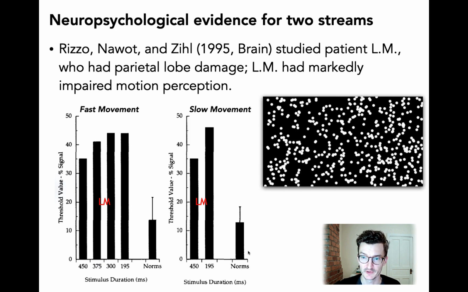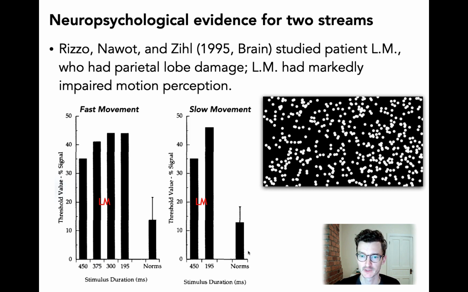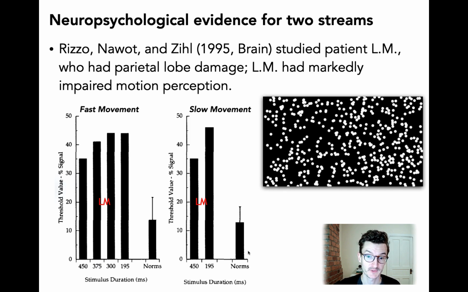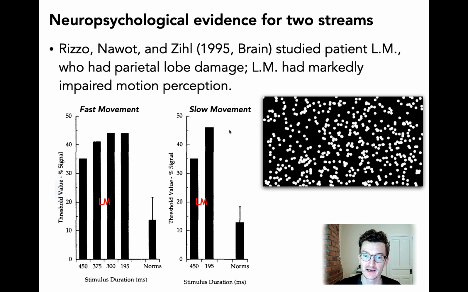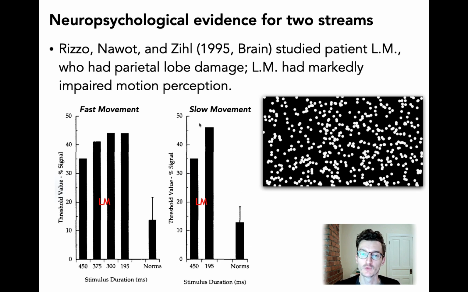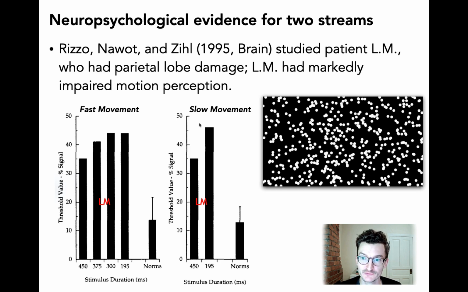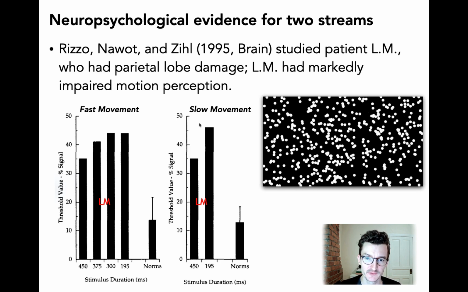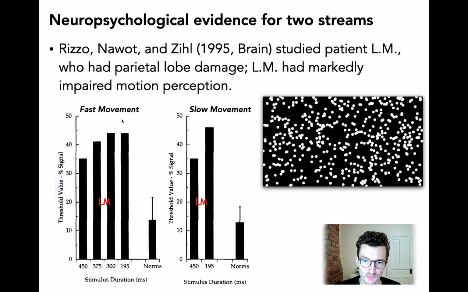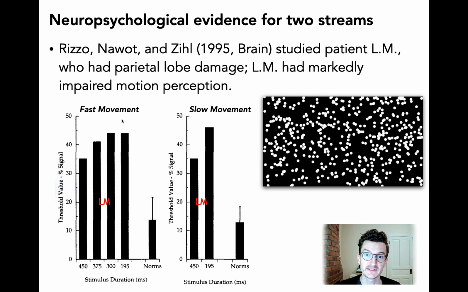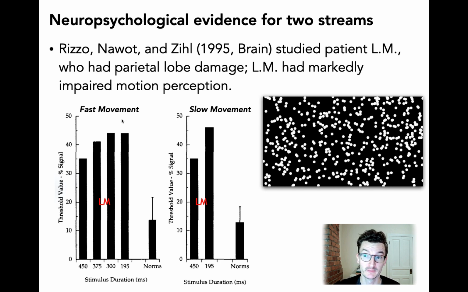This patient with parietal lobe damage couldn't do this task at all. The experimenters had to have 50% of the dots moving in one direction for the patient to see visual motion. And it didn't matter whether the dots were moving very slowly or very quickly. Parietal lobe damage is associated with impairments in visual motion.